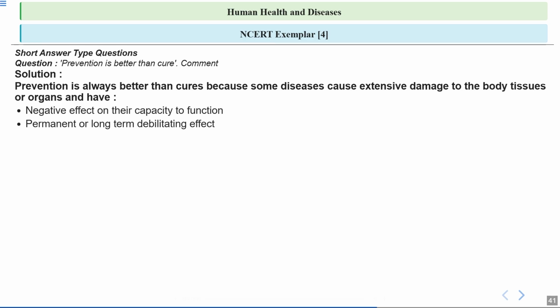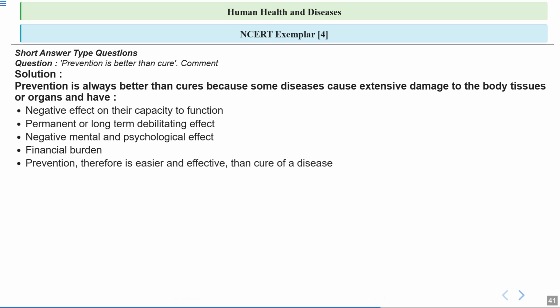Second, some diseases can leave permanent or long-term effects. Okay. Now, this means the person might never fully recover or they may have to live with the limitations for the rest of their life. Third, diseases can also have negative mental and psychological effects. Being sick for a long time can lead to feelings of sadness, anxiety, or even depression. The next one is the financial burden, when the person is not able to work and the cost of the medicines is very high.